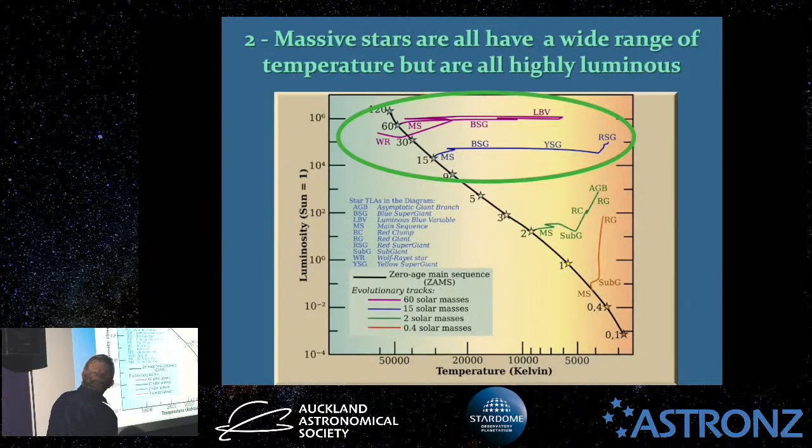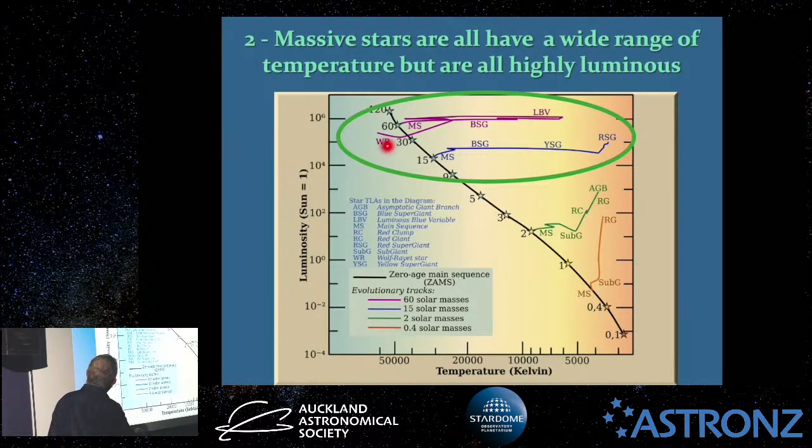So here is your main sequence. Point number 2, again, is massive stars all have a wide range of temperature and are all highly luminous. They're all bright. So here is your Hertzsprung-Russell diagram. Here is your main sequence running up, full of all your dwarfs. And I've circled here your cutoff point, about 8 solar masses is roughly about there. And I've circled it all here. So all these stars here are called massive stars.